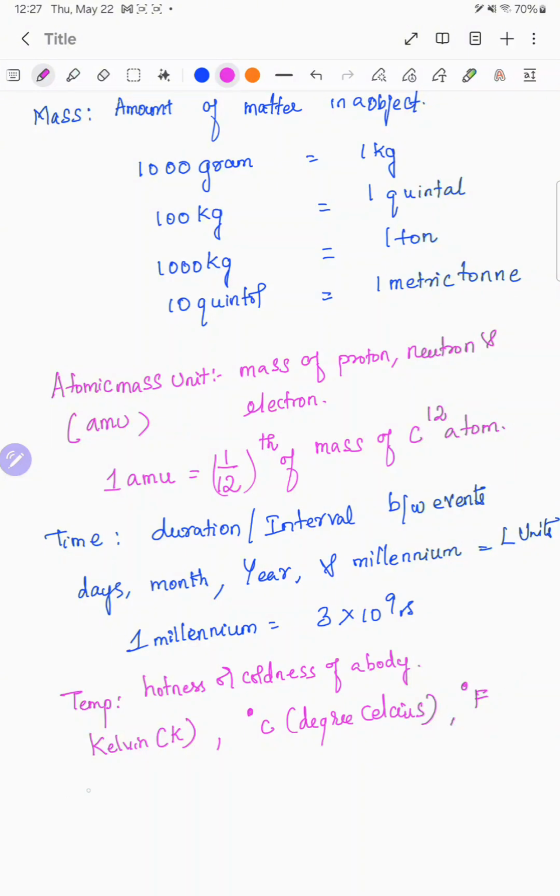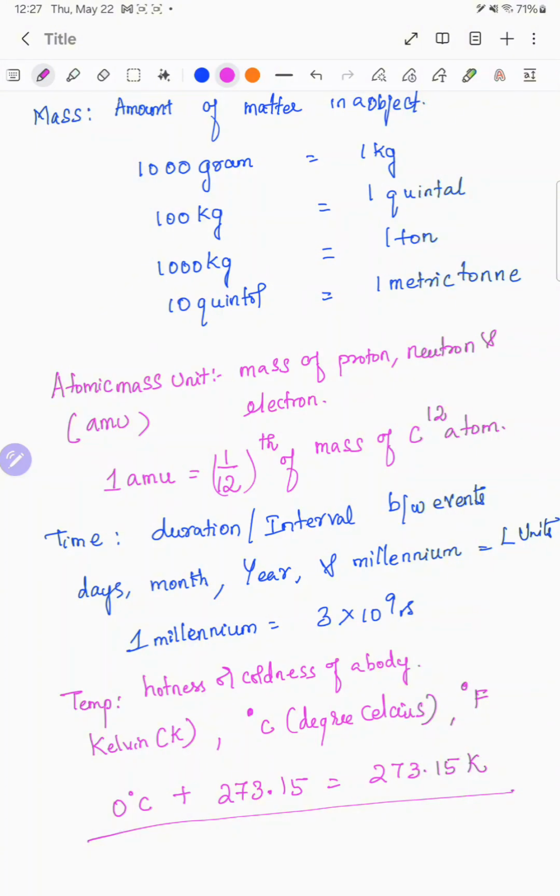So if you want a formula, this is 0 degree Celsius plus 273.15. This is for Kelvin conversion. So it is 273.15 Kelvin. No degree should be there for Kelvin. Okay, this is the formula to be used for converting.